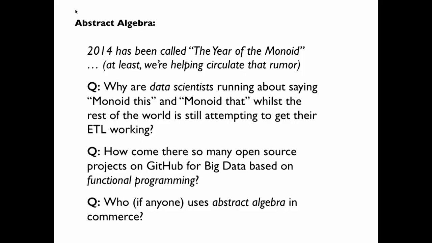Basically, there's been a lot of talk about monoid this and monoid that, and data scientists at places like LinkedIn and Twitter and eBay and others running around and saying that this is really super important for what we're doing with data. Talking a lot about abstract algebra, about semigroups, abelian groups, etc. Other people who are working with big data are still trying to get their ETL going and pulling in, ingesting a lot of log files.